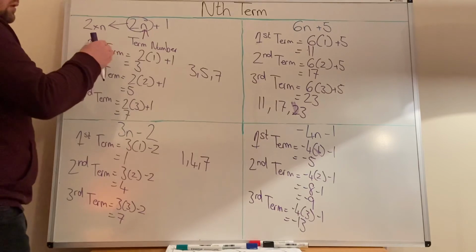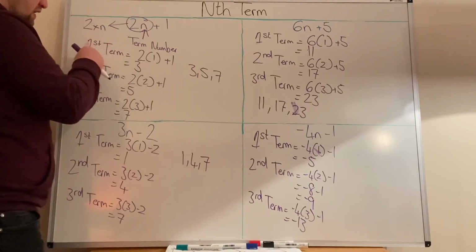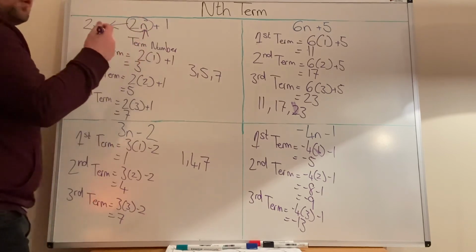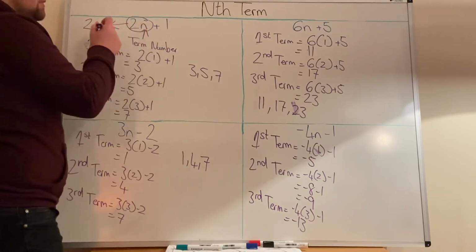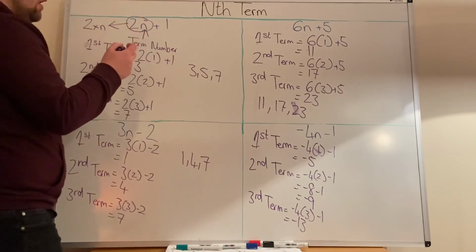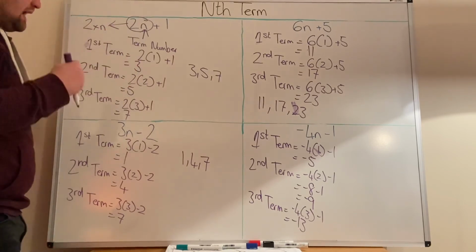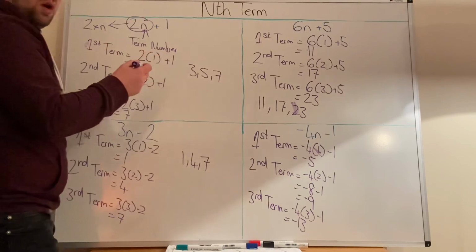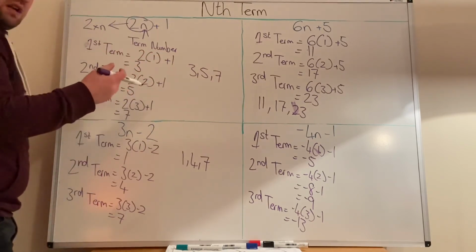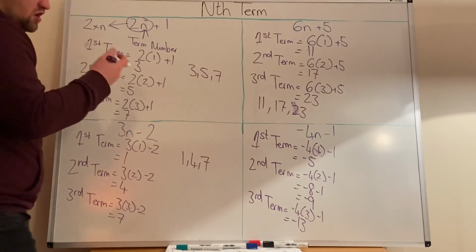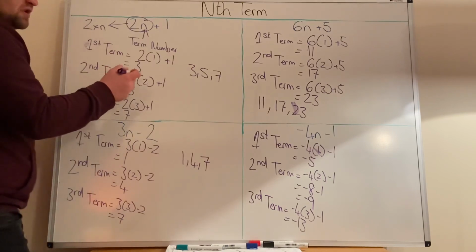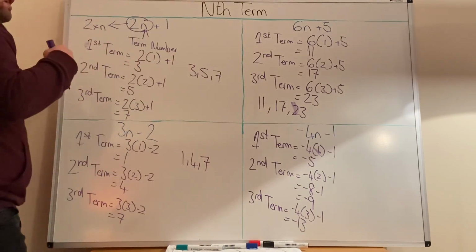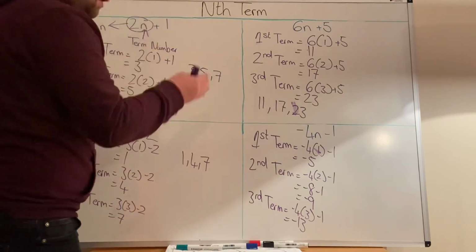So always find the first, second and third term. Substitute n equals 1. What I mean by that is we've got 2 times n, because 2n is 2 times n. Wherever you see an n, we're going to take it out and put a 1 in its place. So we have 2 times 1 plus 1. For the second term, we take n out and put 2 in, so 2 times 2 plus 1. For the third term, you take n out and put 3 in. And that's going to be the same for each one of these.